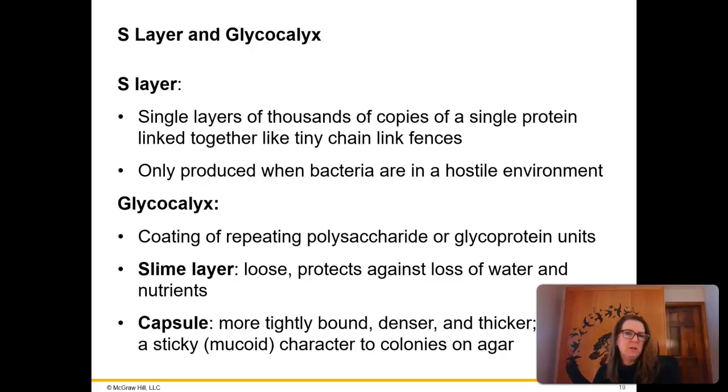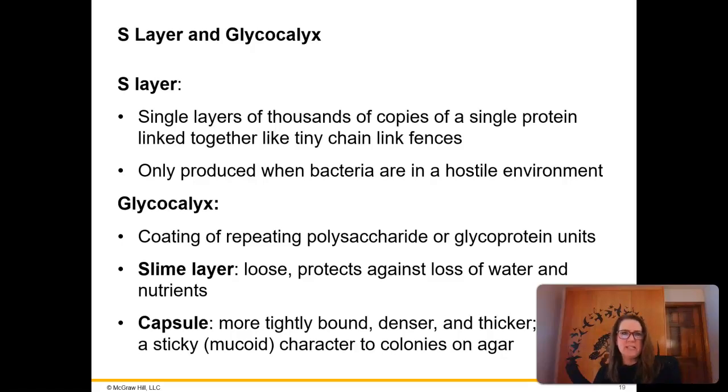To me, the most difficult part of this chapter is sorting through the S layer and the glycocalyx, and then learning about different kinds of lipopolysaccharides. So we will try our best to slow this down to understand it.